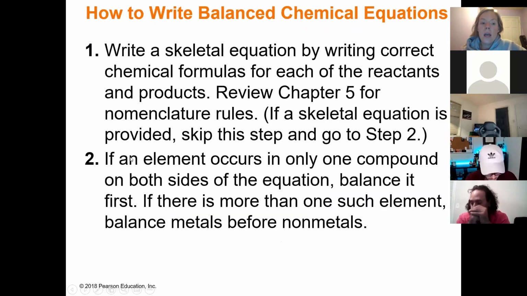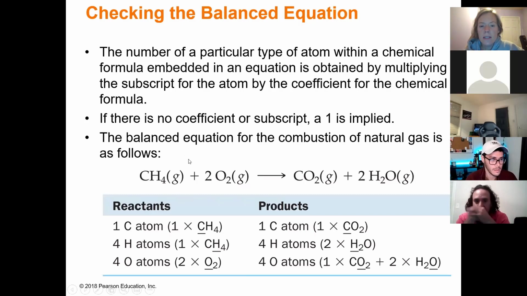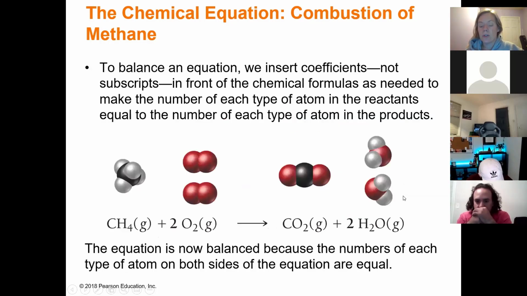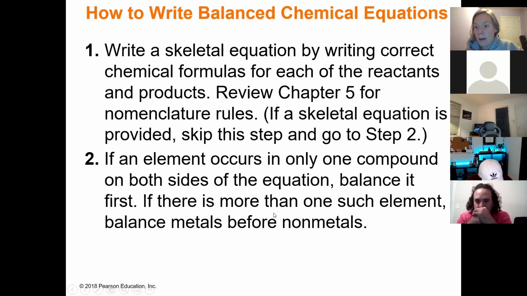A couple of rules: if you have an element that occurs in only 1 compound on both sides of the equation, balance it first. If there is more than 1 such element, usually balance metals before nonmetals. Do you all see here how oxygen is in 1 thing on this side, but then oxygen is in 2 things on this side? We would want to leave oxygen to the end. We want to balance everything else and hope it works out, and then go to the oxygen if we need to. Because it splits up like this, it can get messy. So we would want to balance the carbons and the hydrogens first. If there happened to be a metal, you'd balance the metal first.